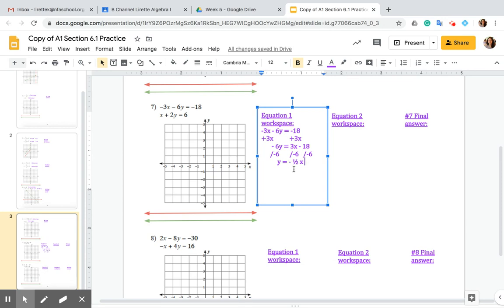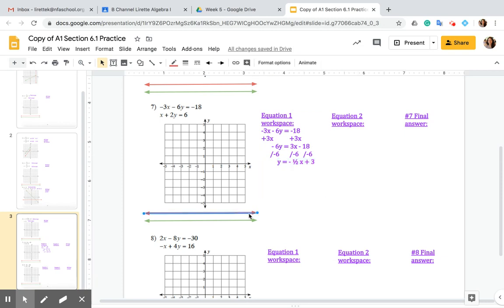All right, so I have a -1/2 x, and then -18, again, don't forget that negative, -18 divided by -6 is going to give me a +3. Here's my final equation for number 1, equation number 1, written in slope-intercept form.